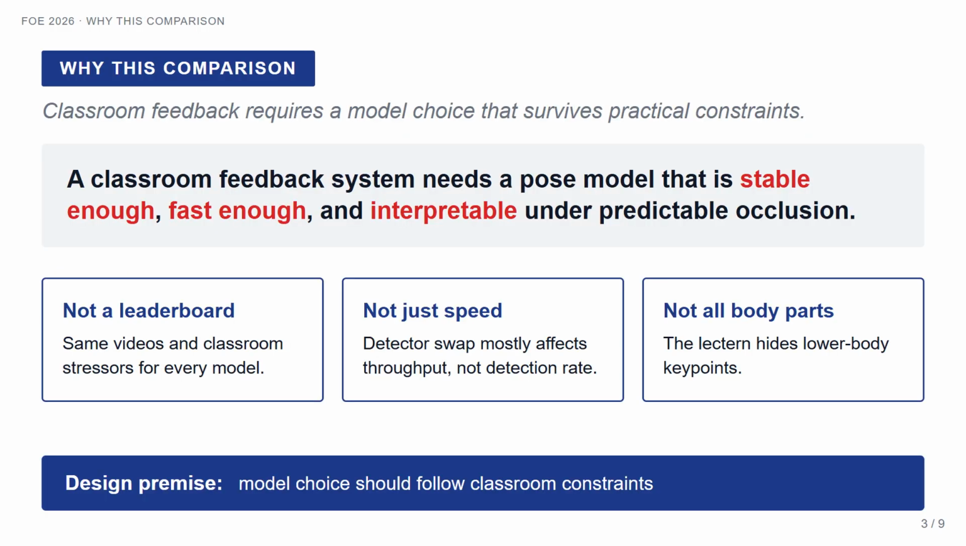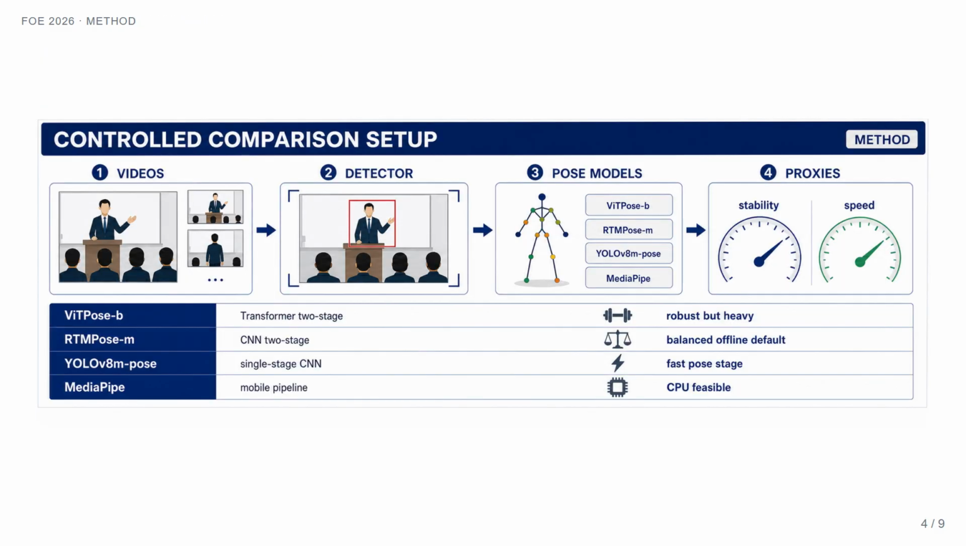This is why the comparison is shaped in three ways. First, it is not a leaderboard. Every model sees the same video and stressors. Second, it is not just a speed test. The detector can change throughput. Third, it is not always a full body problem. The lectern often hides low body key points. The promise is to choose under four constraints.